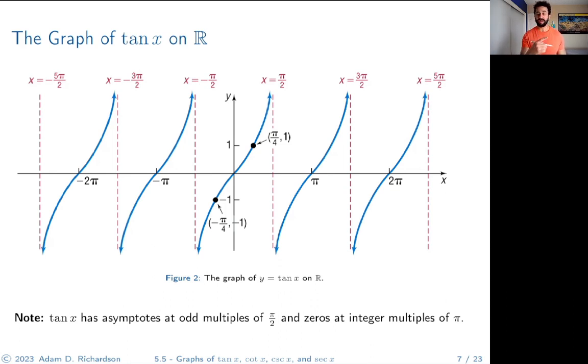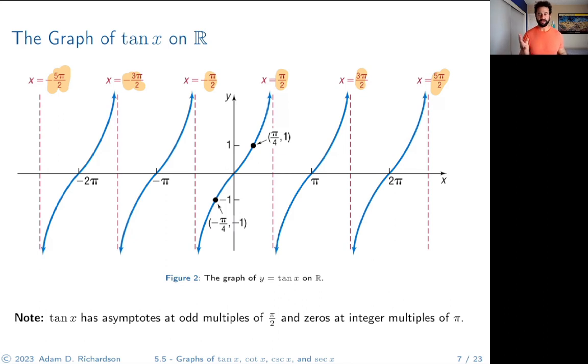And again, notice you've got an asymptote at all the odd multiples of pi over 2, like I was saying before. Pi over 2, 3 pi over 2, 5 pi over 2, and then also the negatives, right? So negative pi over 2, negative 3 pi over 2, negative 5 pi over 2, and that's what it looks like. So that's about it for tangent.